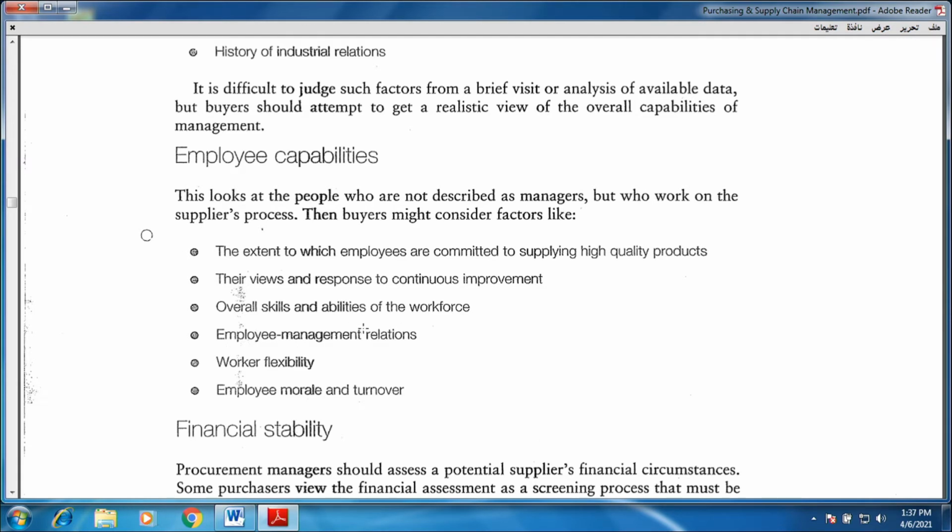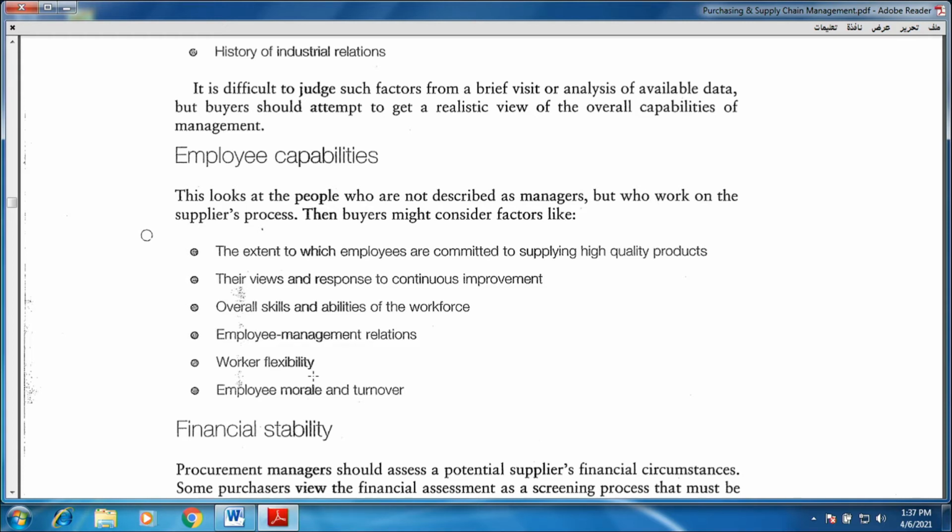Employee management relations: do they have this kind of respect between their employees and their management? Do they gather? Do they understand each other? The worker flexibility, the working conditions, the working environment, the employee morale, turnover and satisfaction. Because the employees inside the suppliers' factories are the internal customers. If they are satisfied inside the organization of the supplier's factory, we can respect more and trust more the abilities of the suppliers, because the organization that respects its employees is really respected by its customers.